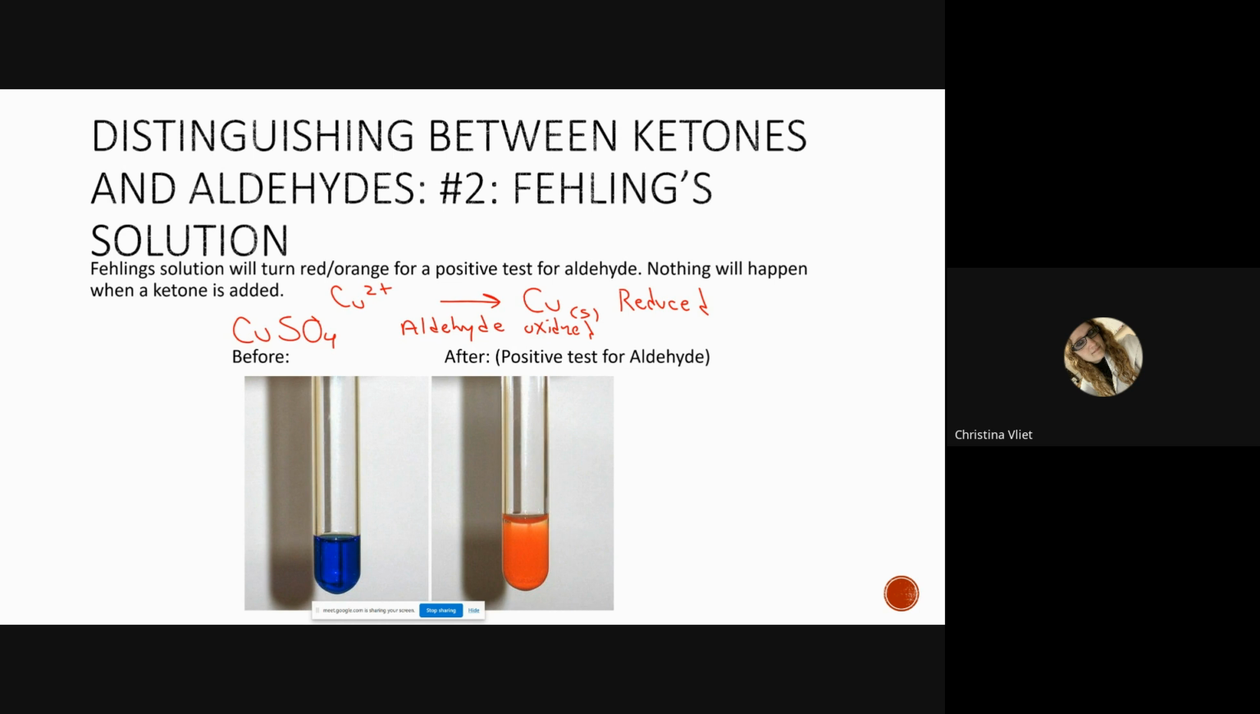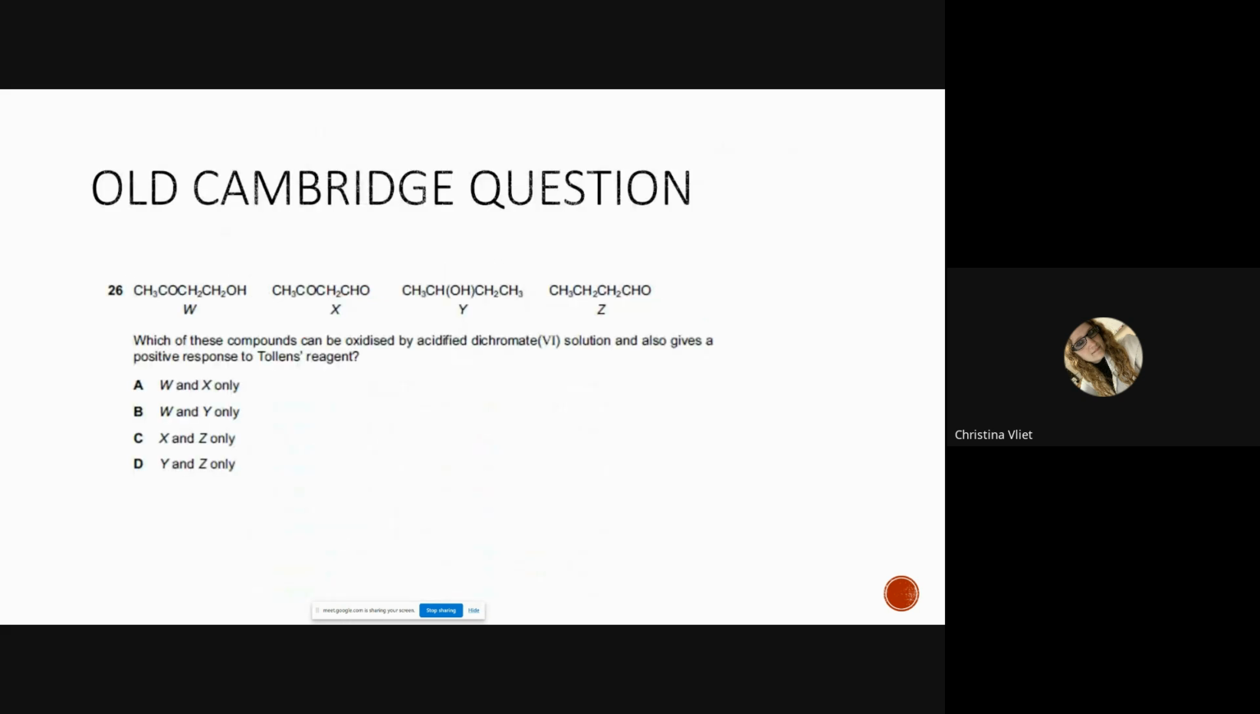Then to verify which one you've got, you could choose Fehling's or you could choose Tollens. We will choose Tollens because it's prettier. If you get a silver mirror with Tollens, it's an aldehyde. No silver mirror, ketone. If you get orange with Fehling's, that means aldehyde. And if it stays blue, you have a ketone. That's the idea.